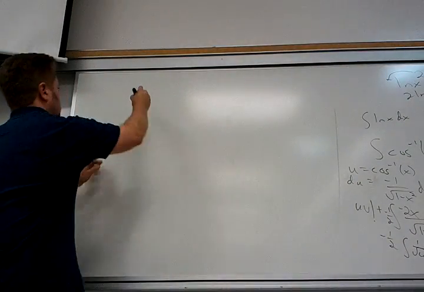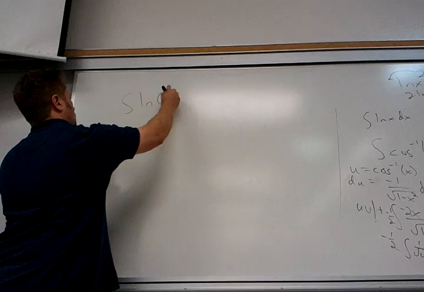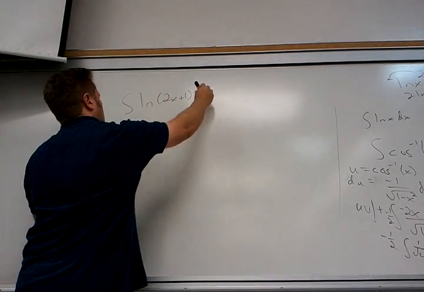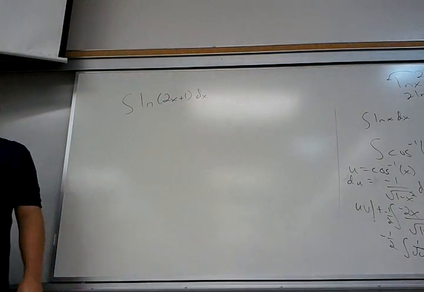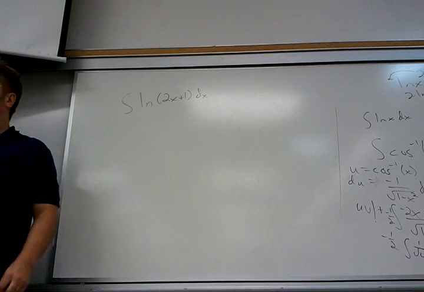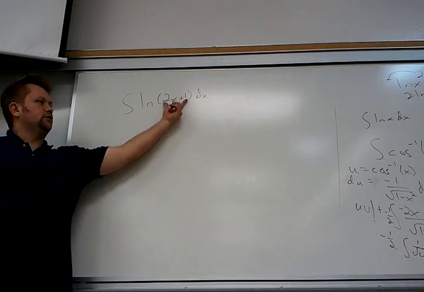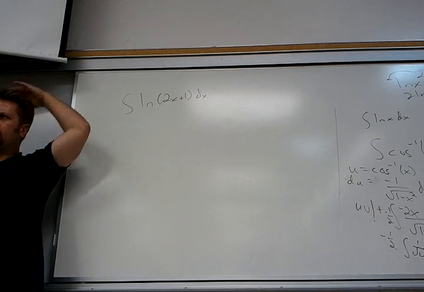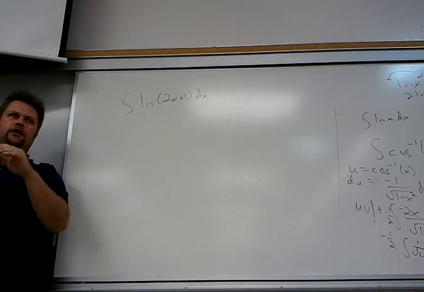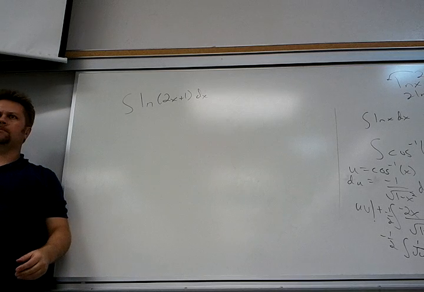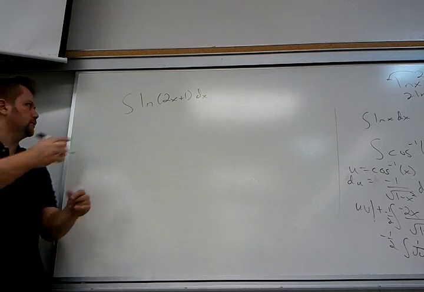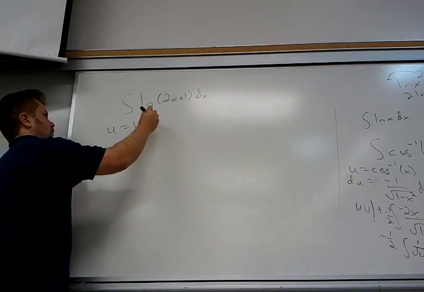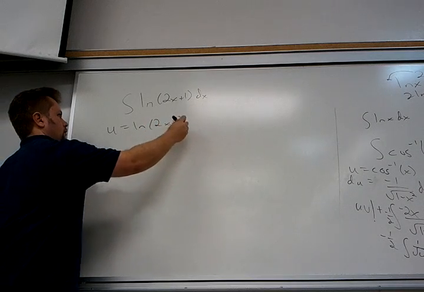Number 9. Let's see. And this one is really a variation on just the integral of ln x. The interior is still just a linear, right? I mean, it should kind of work sort of the same way. What are you going to let u equal? ln of 2x plus 1. Exactly, ln of 2x plus 1. You have to. That's the only thing it can be.